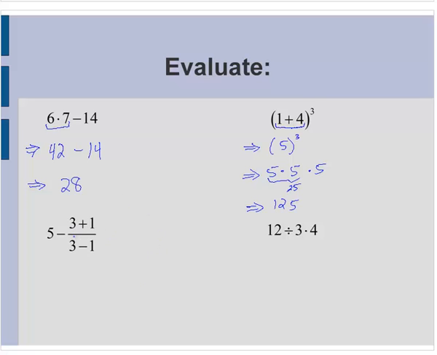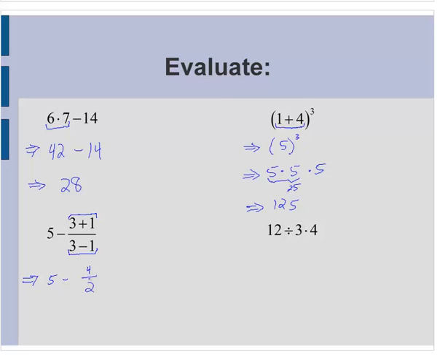In this third example, we have a grouping symbol. The fraction bar is a grouping symbol. And so what we would do is evaluate above and below separately before going through the division. All right, so we would evaluate the 3 plus 1 in the numerator and the 3 minus 1 in the denominator separately. So this would give us 5 subtract 4 over 2.